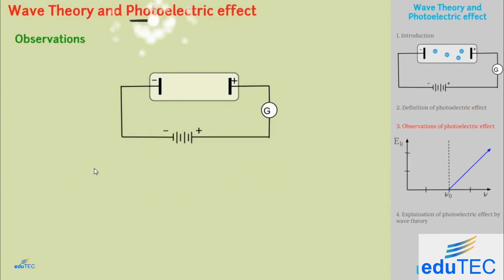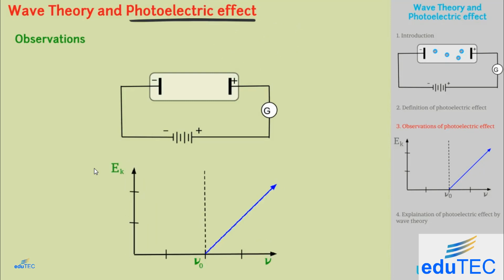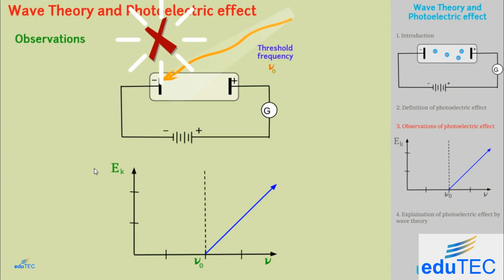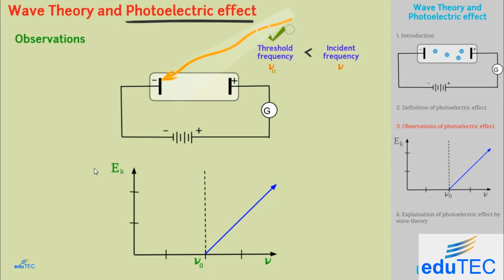Observations of photoelectric effect are: if the frequency of incident light beam is below a certain minimum frequency called threshold frequency nu0, then photoelectric effect will not occur. Thus, the necessary condition for photoelectric effect is incident frequency should be greater than threshold frequency.